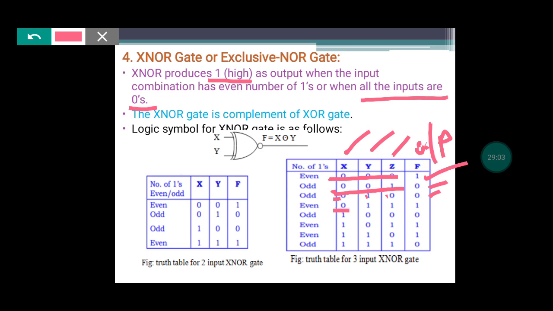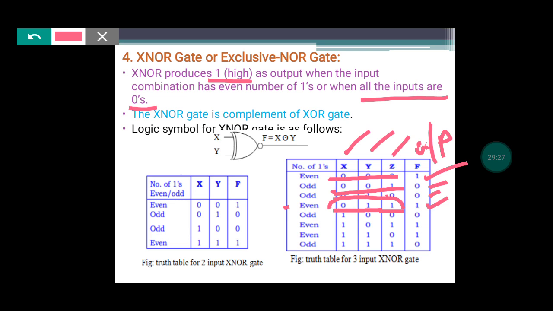Yes, now see the next one. Input signal X is 0, Y is 1 and Z is 1. Yes, so here input signal 1 has appeared how many times? 1 appears 2 times, right? That is an even number of times. So at that time what is the output? The output will be 1, high.